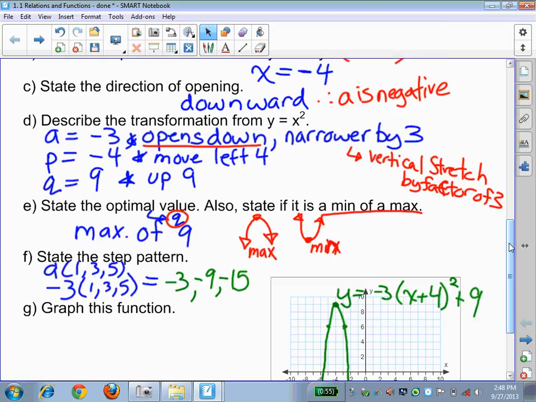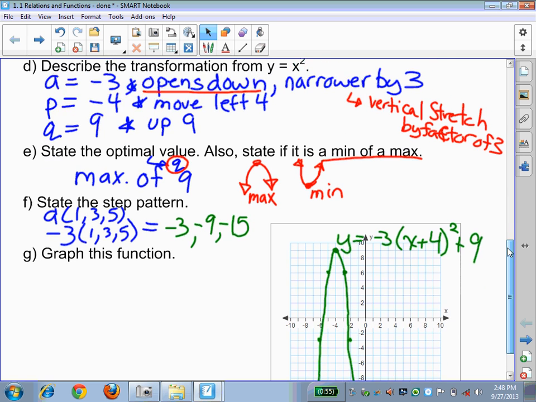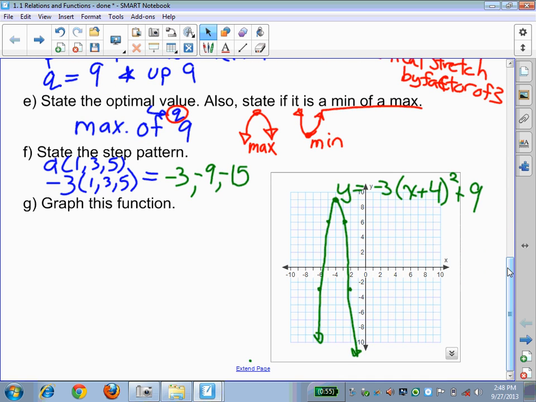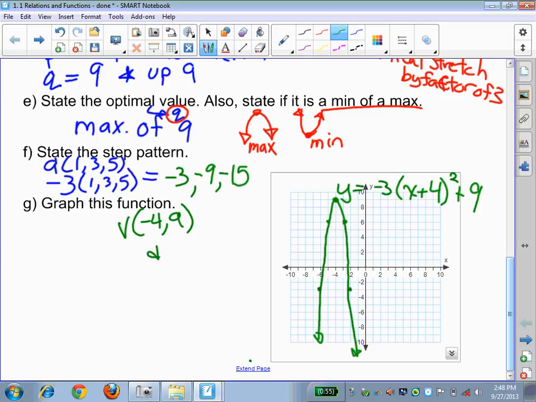Okay, I apologize, spelling error. Here we go, let's fix that. Minimum. Okay. A couple more questions here. F is state the step pattern, so it's a times 1, 3, 5. So subbing it in, you're going to have a step pattern of -3, -9, -15. And to graph it, you use the vertex, which we know is -4 and 9, and your step pattern.